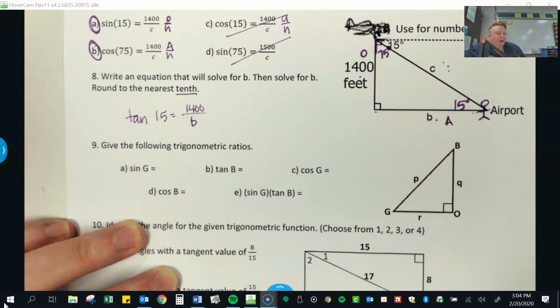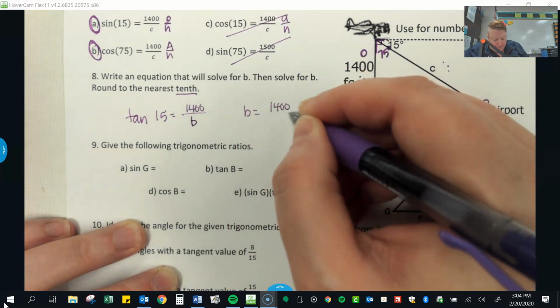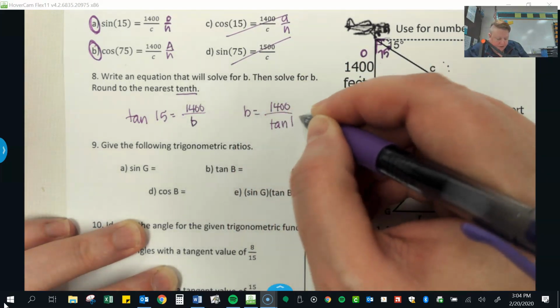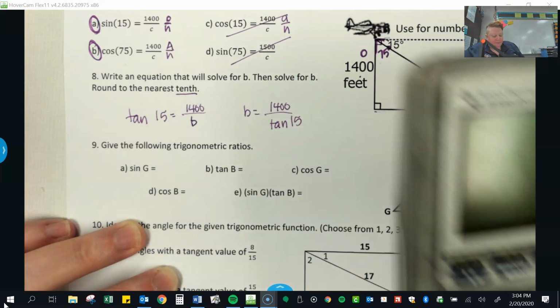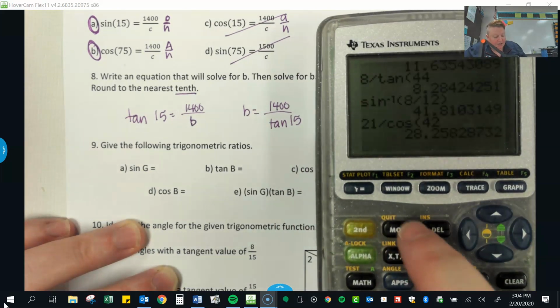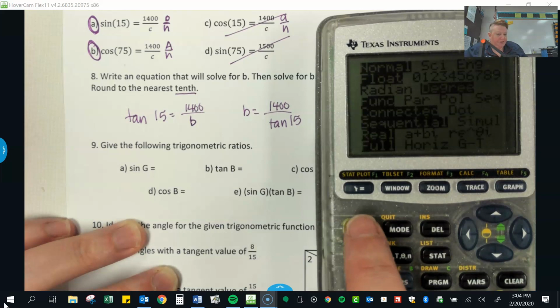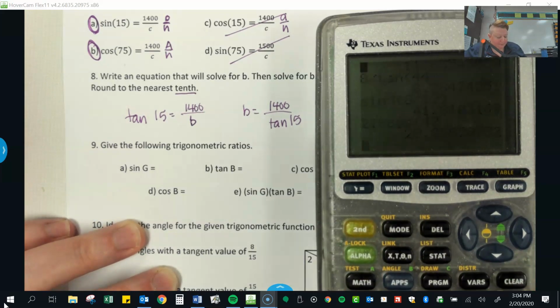Okay? When x is up high, we multiply. When x is down low, we divide. So I'm going to say B equals 1400 over tan 15. That goes in my calculator. When you sit down to take your test, you want to make sure that your calculator is in degree mode. Okay? You do that by clicking mode, going over to degree, and clicking enter. Then click second quit.